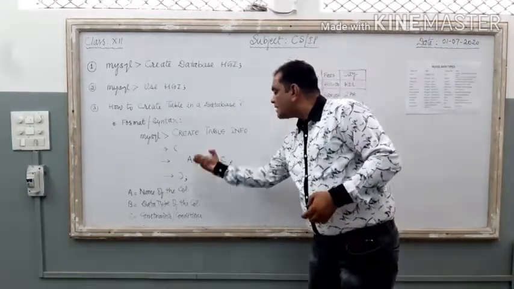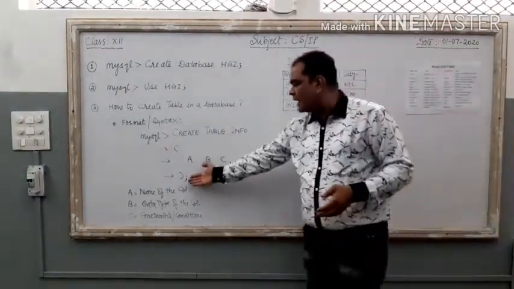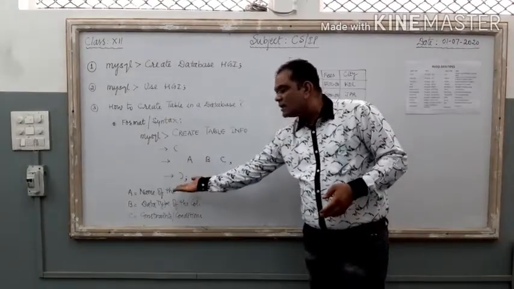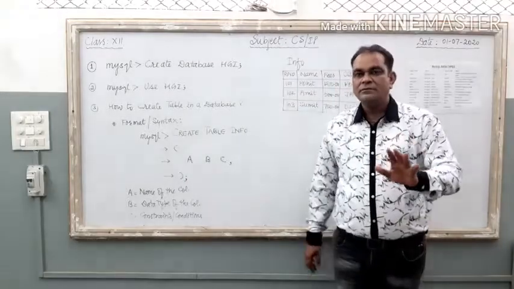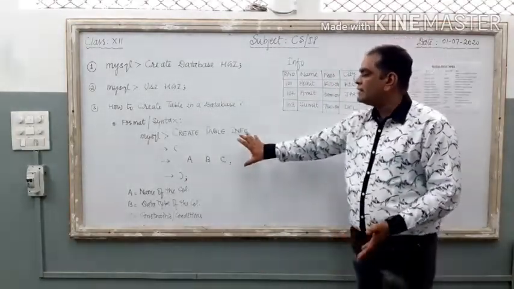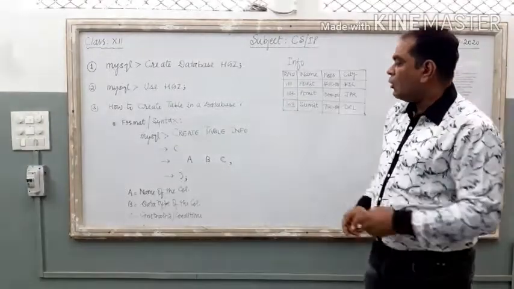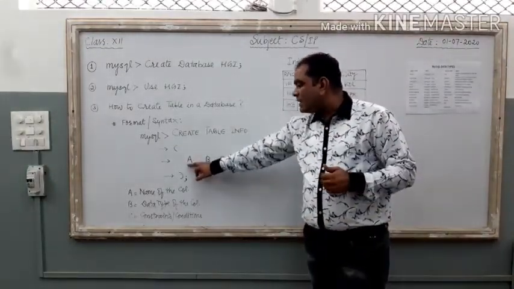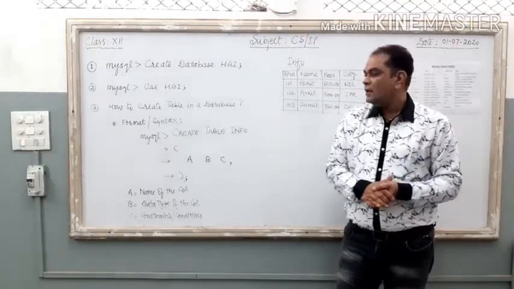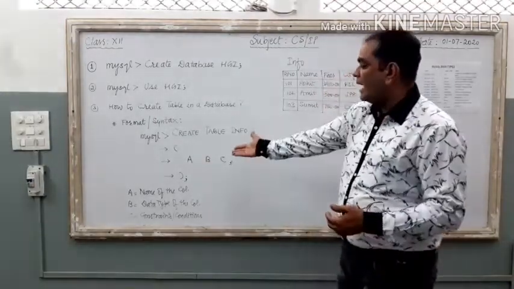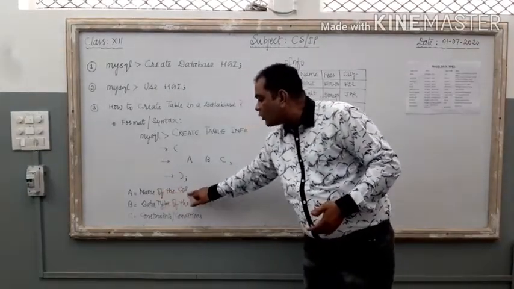So this is the structure, this is the syntax of this create table command, and after that at the last line you just close the small bracket with a semicolon. Clear? So it is the syntax of this command. Just see the syntax again. Here, now the main thing is what is A, what is B, and what is C, right? These are placeholders. What is A? A represents the name of the column.